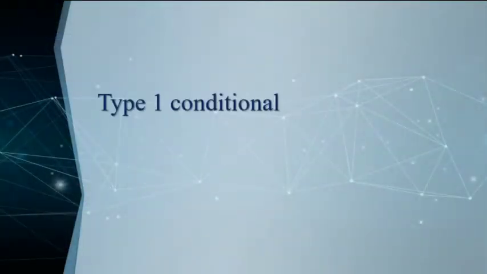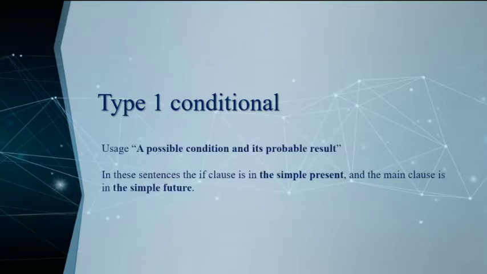Next is the type 1 conditional. The type 1 conditional is used to refer to the present or future where the situation is real. The type 1 conditional refers to a possible condition and its possible result. In these sentences, the if clause is in the simple present and the main clause is in the simple future.